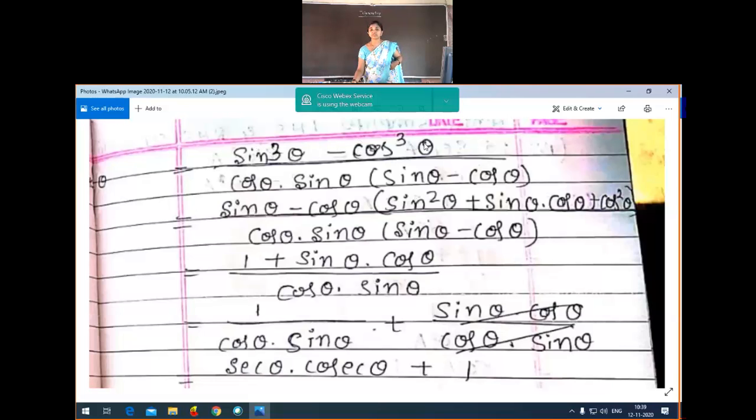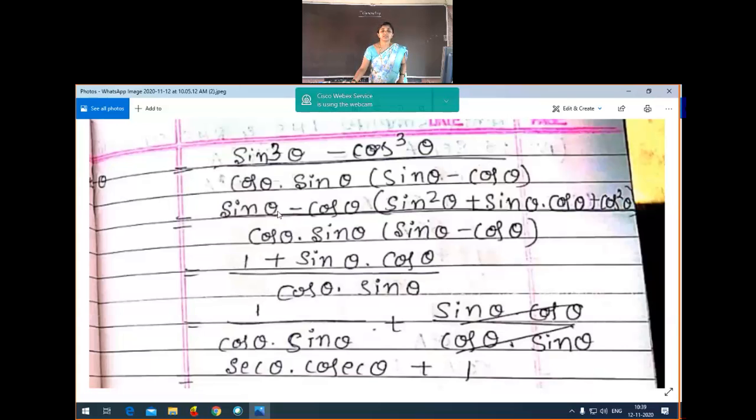a cube minus b cube is equal to a minus b into a square plus ab plus b square. Is that clear? Divided by cos theta into sin theta minus cos theta. Got the idea of this step now, students? Yes. So now what is the result actually? How you got this one?